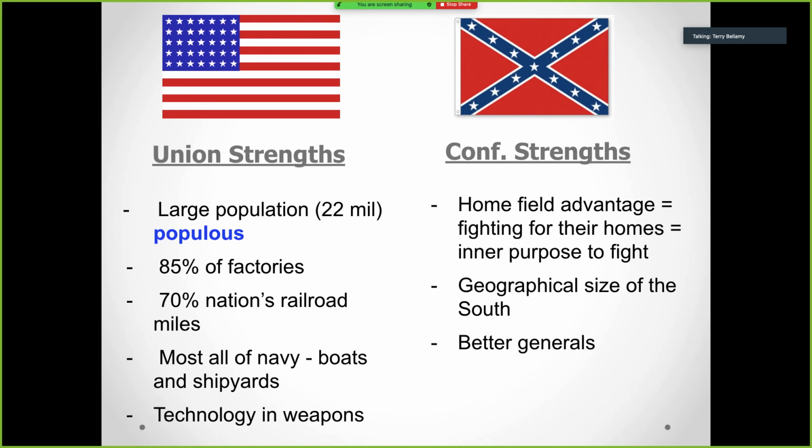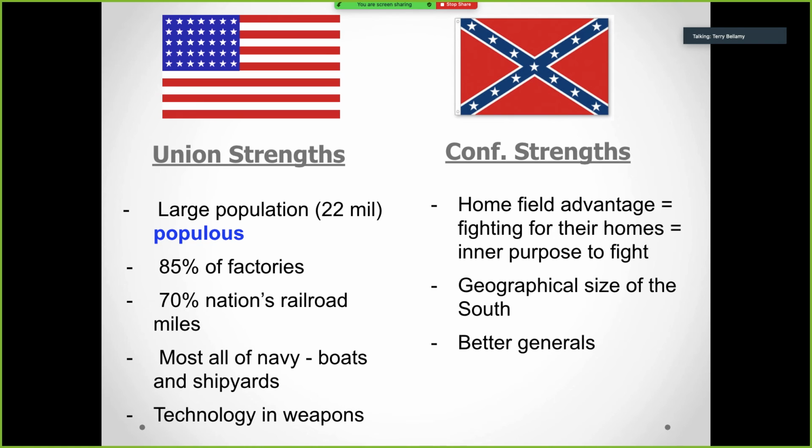Anyway, let's look at some strengths. On Tuesday when we come back to this, or Wednesday, whichever day we decide, I've got a map that shows this even clearer. So we're going to come back and revisit this. But just to introduce it, some of the strengths of the Union: a population of about 22 million people, compared to the Confederacy, who has a much, much smaller population. About 85% of the country's factories were located in the north.